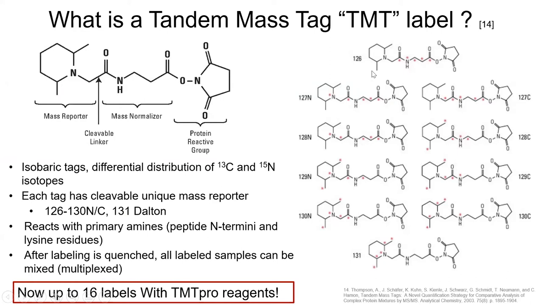And when you come over to the sets of 10, each of these little red blurry stars is a carbon or nitrogen isotope. And so while each tag has the same total number of isotopes, the way they're distributed throughout the tag gives this mass reporter region over here a unique mass. So when your samples are in the mass spectrometer and this reporter is cleaved off, shown here by this cleavable linker, you have a unique mass that will report back relative ion intensity.